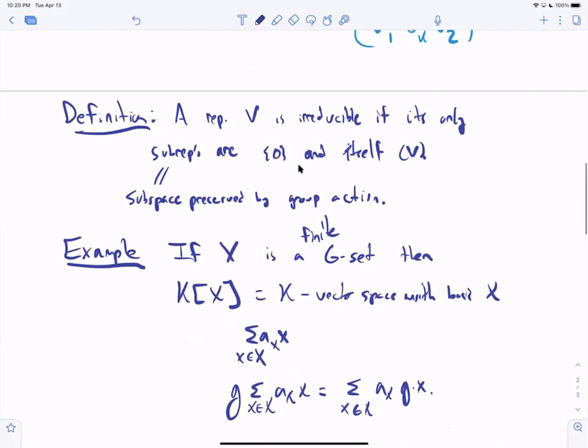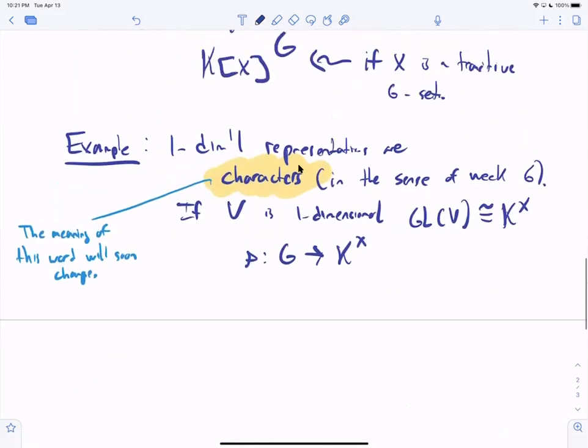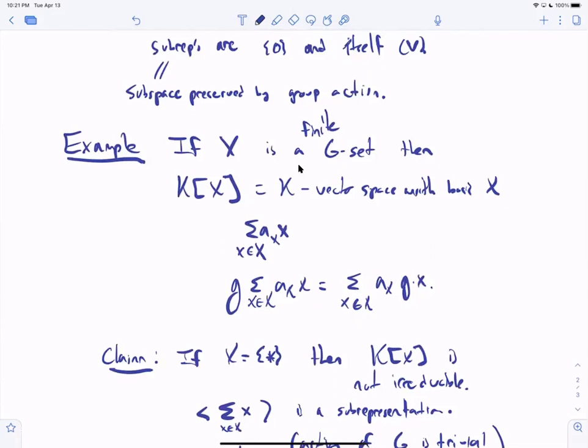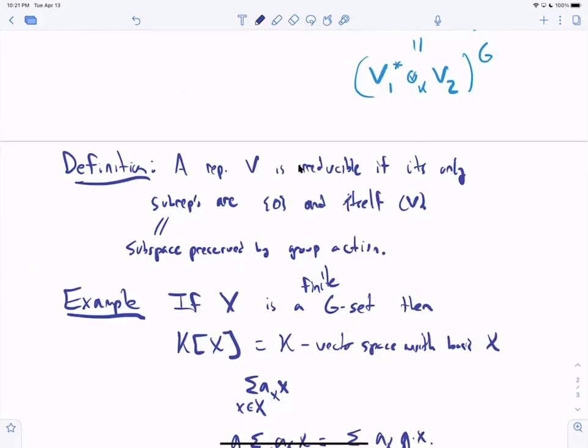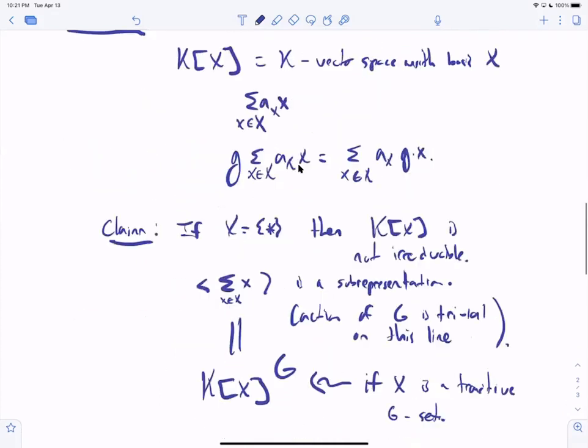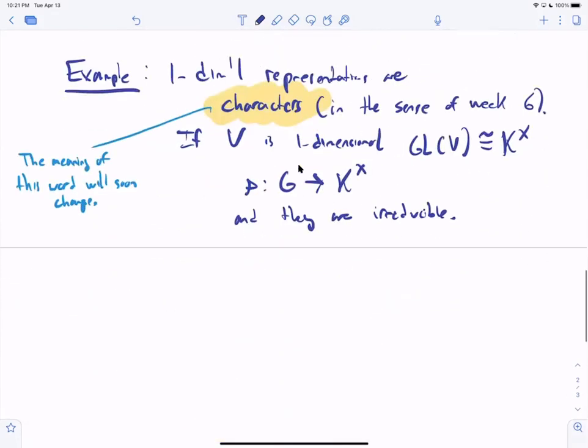Good. So those were some examples. And one-dimensional representations are characters, and they are irreducible. Just because they're already irreducible: in the category of vector spaces, every subspace is either the zero subspace or the whole thing. But of course, what we'll see is that for non-abelian groups, there are other irreducible representations.